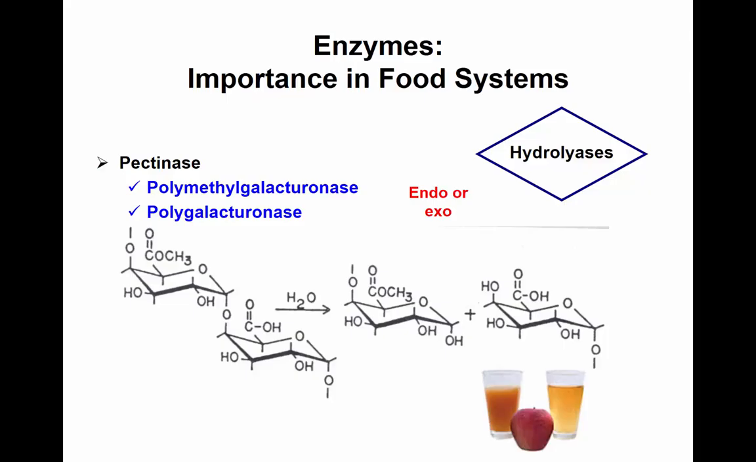So pectinases also include polymethylgalacturonase and polygalacturonase. The units of pectin are galacturonic acid, uronic acid, and galactose. So here's your galactose, and here's the carboxyl group, which makes it a galacturonose. And if it has a methyl, it will be methylgalacturonose.